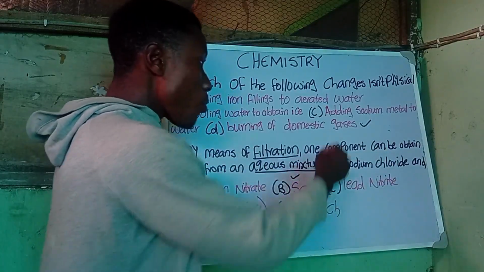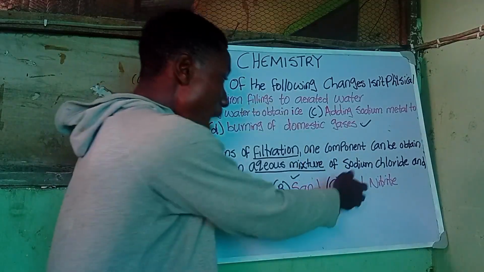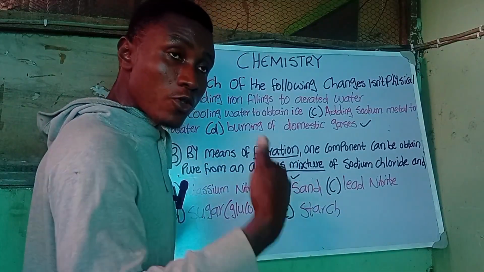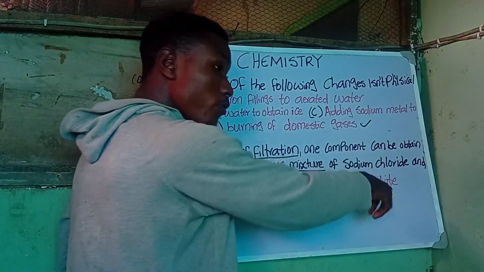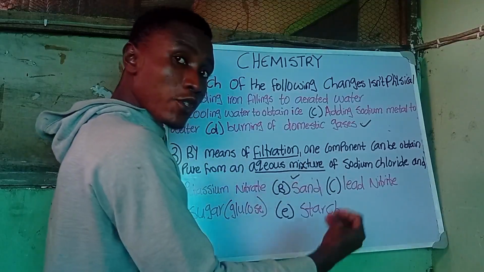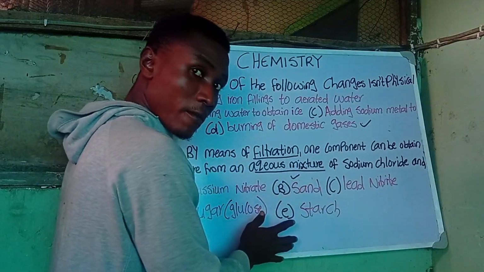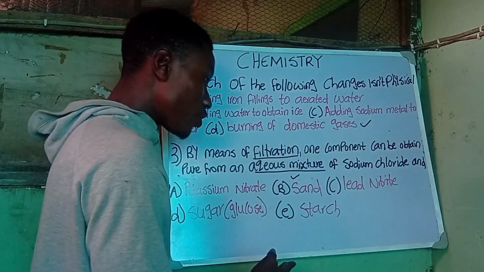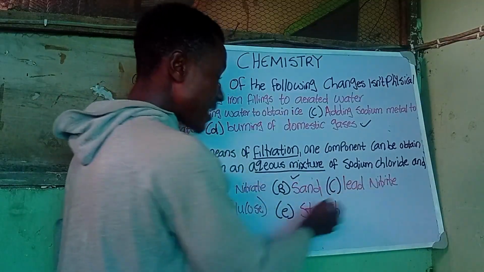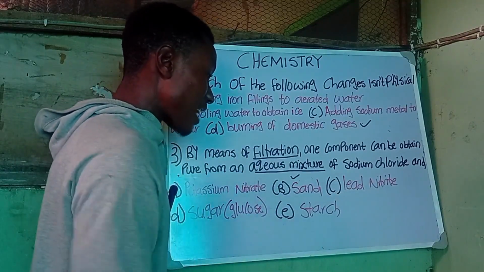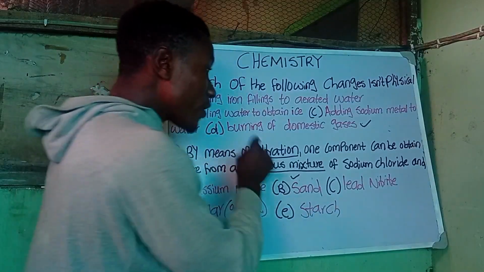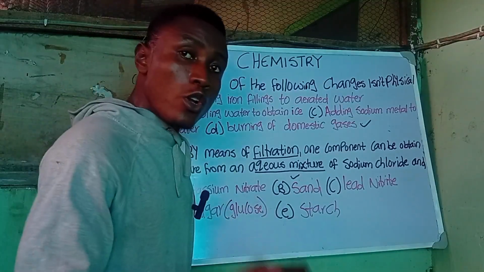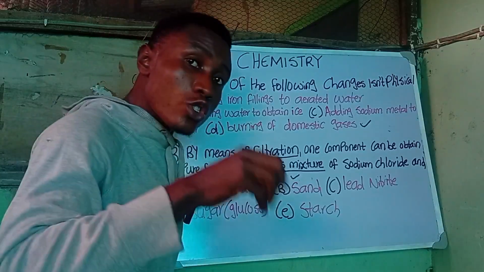They are simply telling you that this mixture involves sodium chloride, which is common salt, table salt, in water. When you mix sodium chloride in water, you know that it's going to totally dissolve, right? So if you mix sodium chloride inside water and any of these substances, which one can we get back pure? A, potassium nitrate, B, sand, C, lead nitrite, D, sugar, which is glucose, and E, starch. The correct answer, like I said, is B, because filtration involves the separation of an insoluble solute from a solvent.